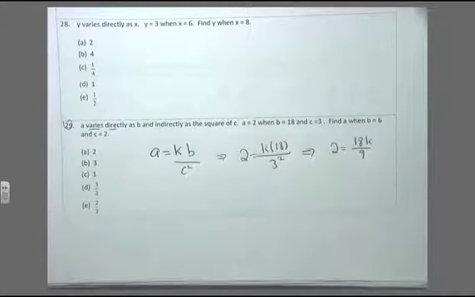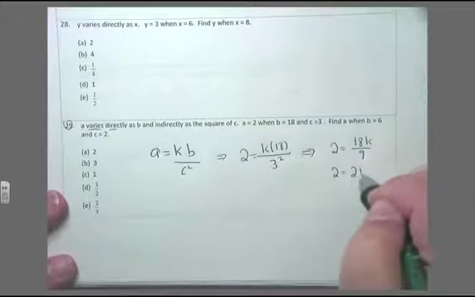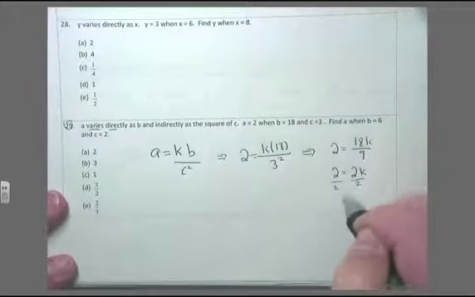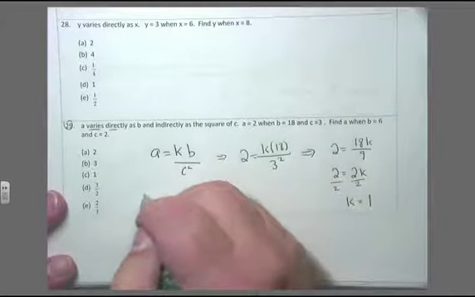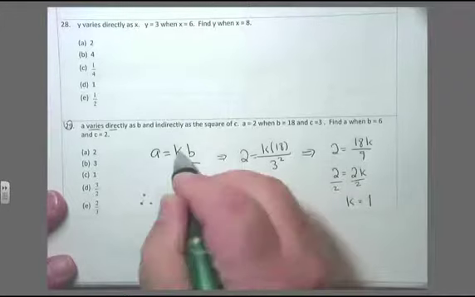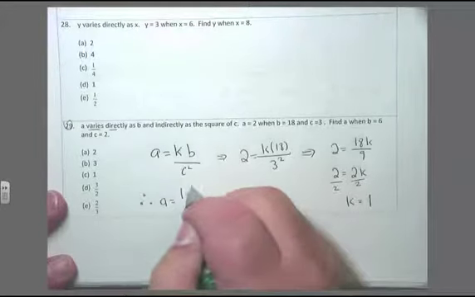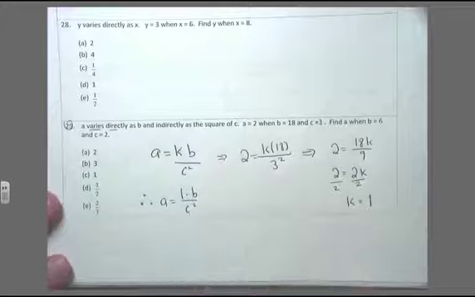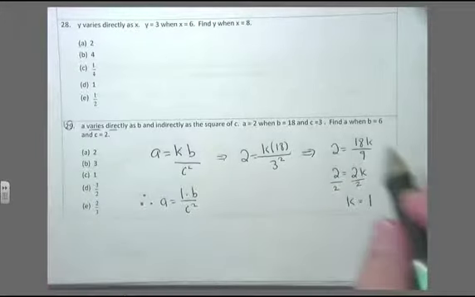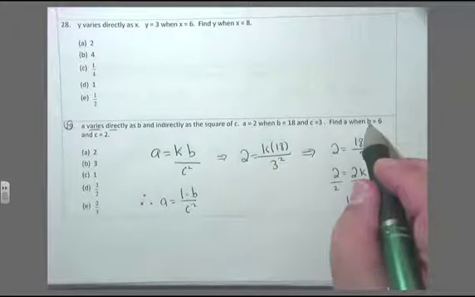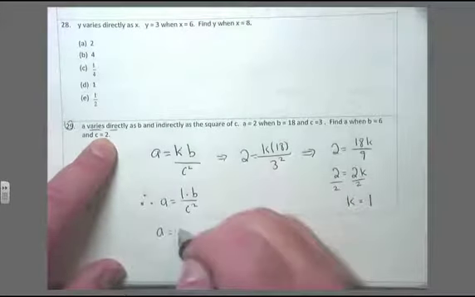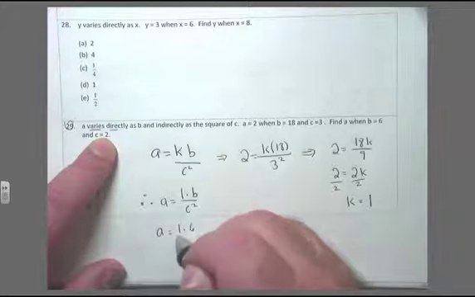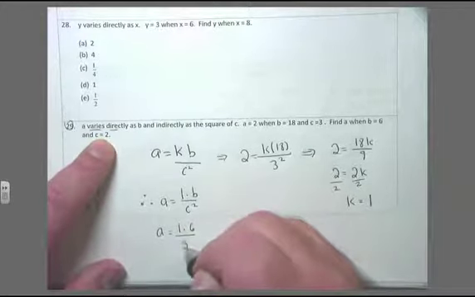Well, what's 18 divided by 9? 2. So 2 equals 2K. Divided by 2, that's awfully nice. What's K equal to? 1. Therefore, A is equal to K, which is 1, times B divided by C squared. The question here is find A when B equals 6 and C equals 2. So A equals 1 times B, which is 6, and C is equal to 2, but you're squaring the C.